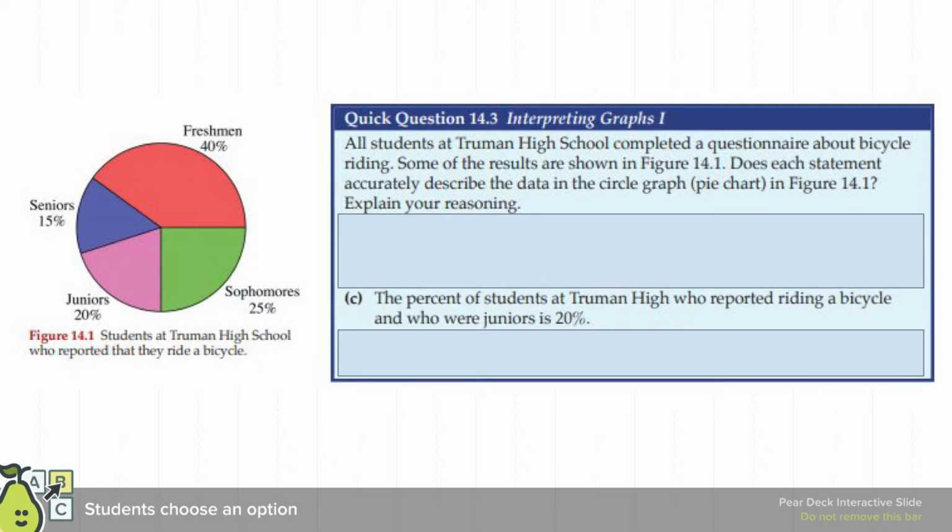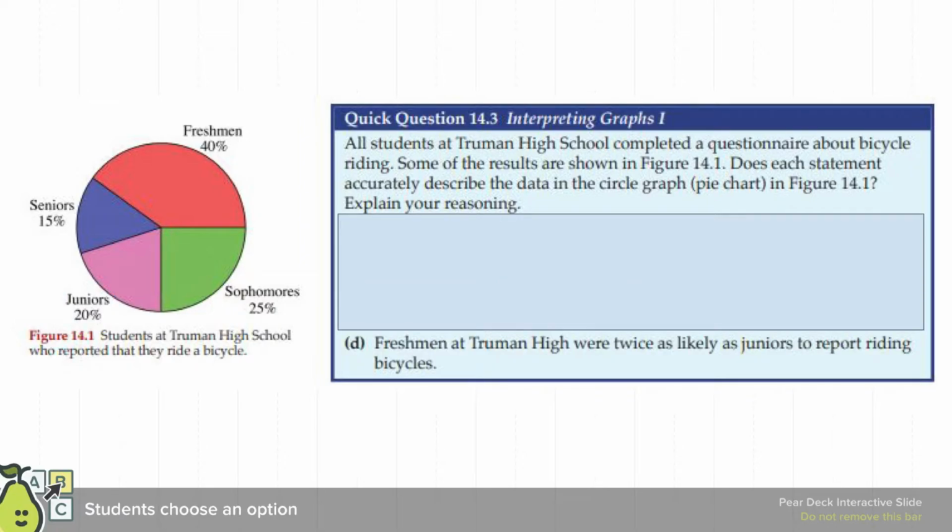The next statement says the percent of students at Truman High School who reported riding a bicycle and who were juniors is 20%. So here we go, we've got juniors being at 20%. So this is a true statement as well.